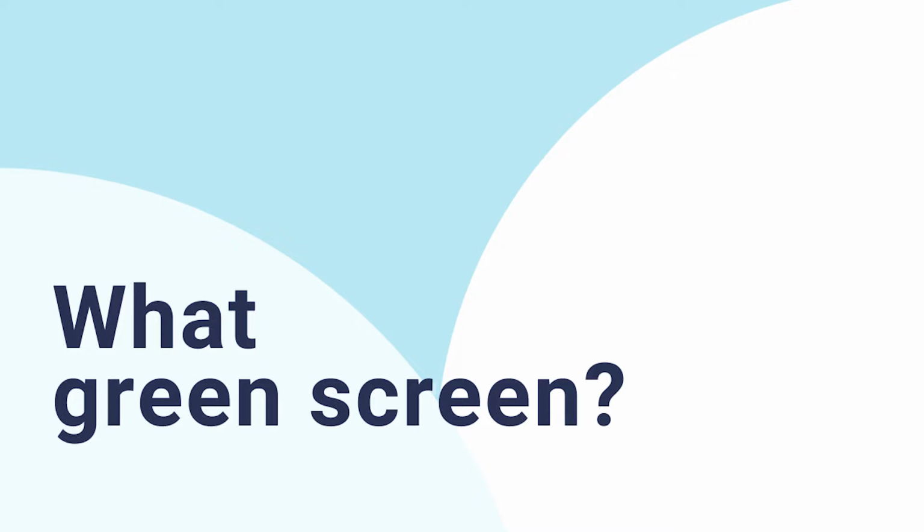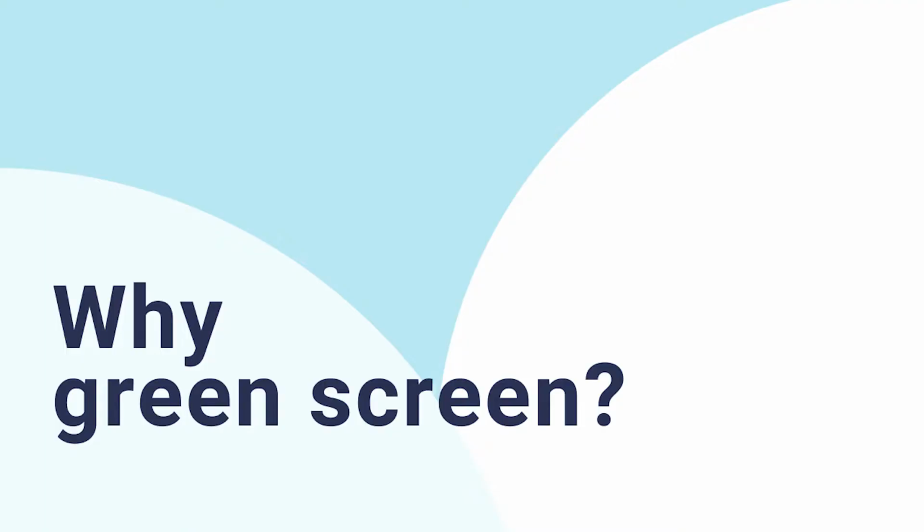What is a green screen? A green screen or chroma key is a visual effects technique, most commonly used to remove the background in post-production, like you see in the news or the weather forecast. Why use a green screen?